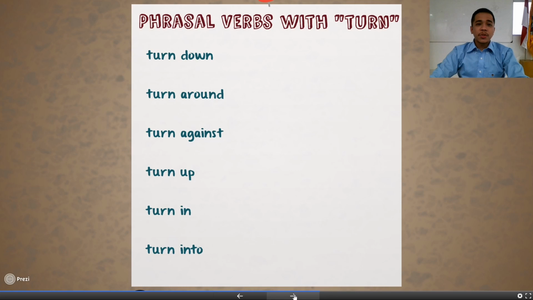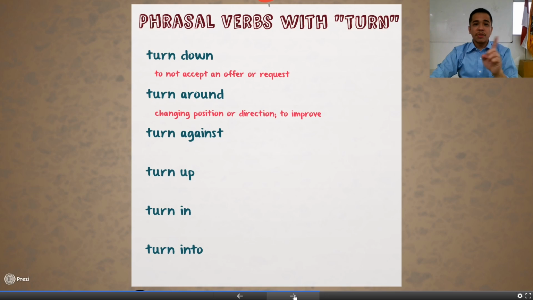Number 1, turn down. Now, turn down means to not accept an offer or request. Like, for example, I was offered a job, but I turned it down. Number 2, turn around. Now, turn around could mean changing position or direction, or it could also mean to improve. Like, my parents hired a tutor to help me turn around my score.